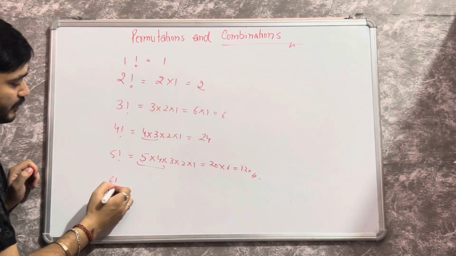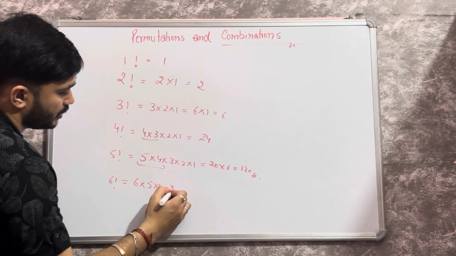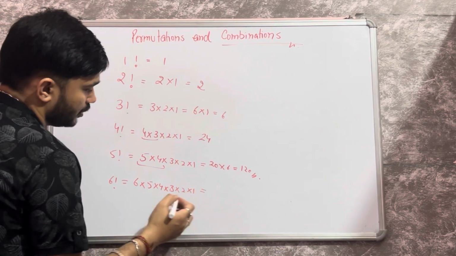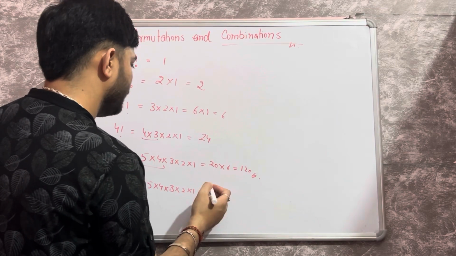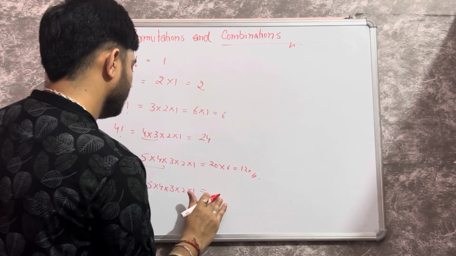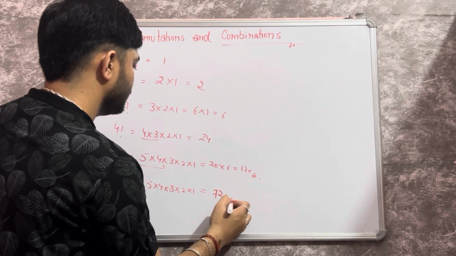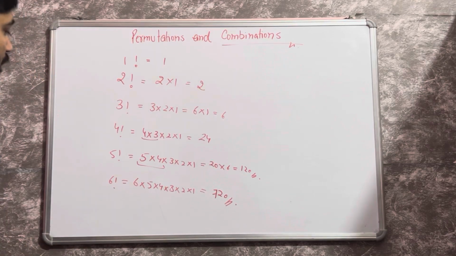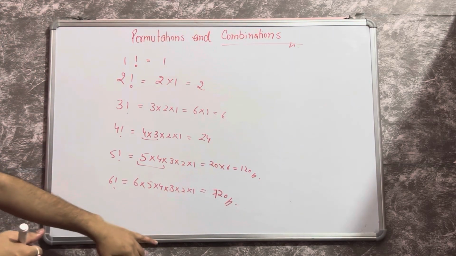Now you can find the value of 6 factorial as well. That is 6 into 5 into 4 into 3 into 2 into 1. So what will it be? It will be 720, I guess. 720. Any doubt? Now, similarly, you can find the value of 7 factorial, 8 factorial, 9 factorial, or any other number.